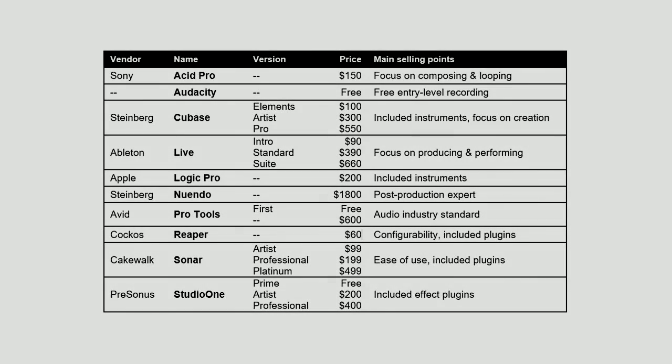I want to buy a DAW, help me! In the table below, the most popular DAWs are presented. I'm not going into the which one is better debate because frankly, it is pointless. Do I argue about what socks you should be wearing? The table has 5 columns: vendor, name, version, price, and main selling points. Prices range from free to $1,800.